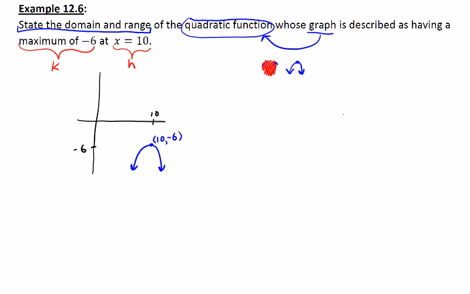So based off of this, I can say that the domain is going to be all real numbers. So unless it specifies that I should be restricting the domain, the largest possible domain will always be all real numbers for a quadratic function.